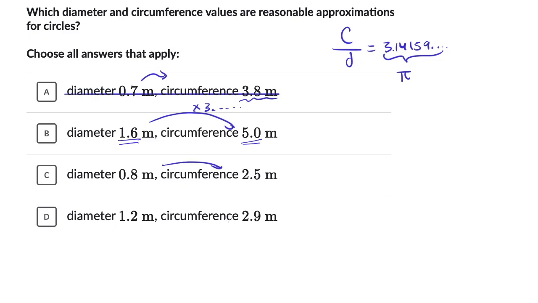Okay, 1.2 to 2.9. See, if I multiplied this by 3, I'd get all the way to 3.6. And 3 point something something would be higher than 3.6. So I'll rule this one out as well. So I'm liking these two choices. If I multiply 1.6 times 3, I would get 4.8. This is a little bit more than 4.8, so I like that one. And I made the same argument for choice C here as well.